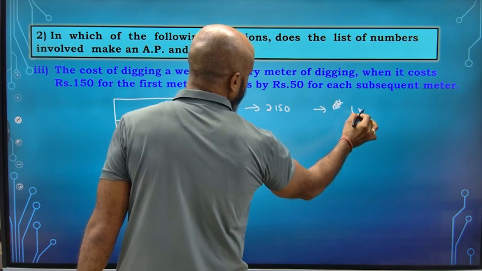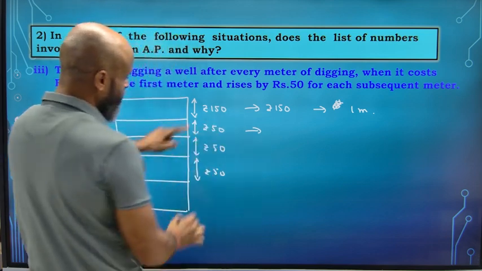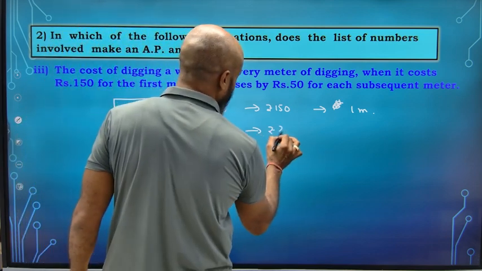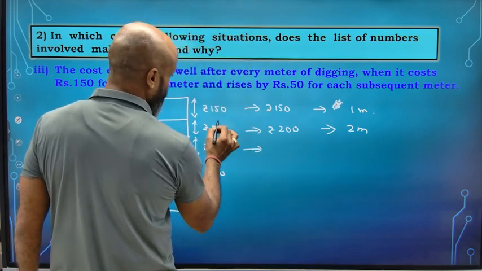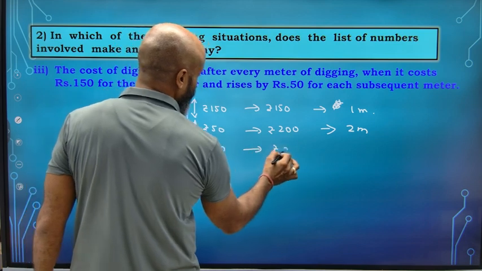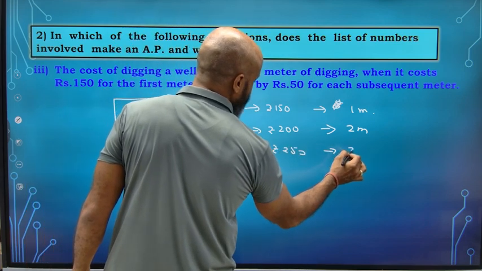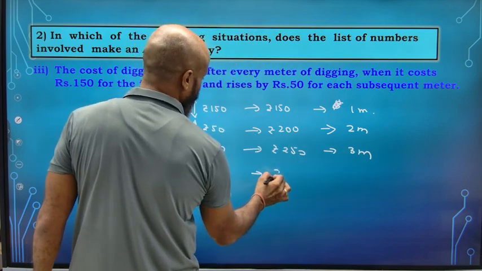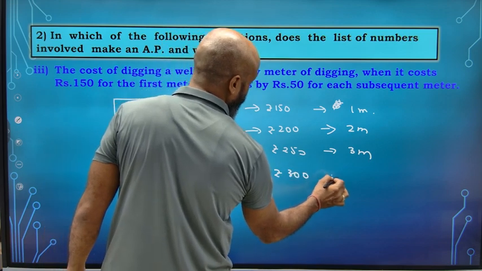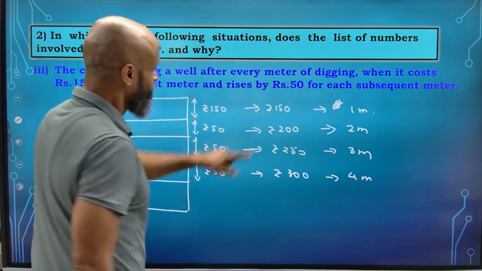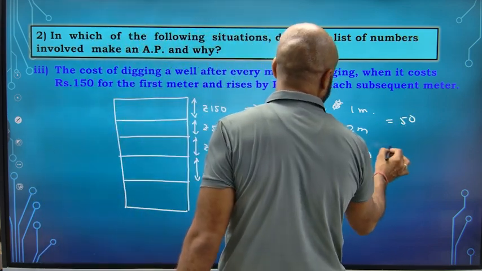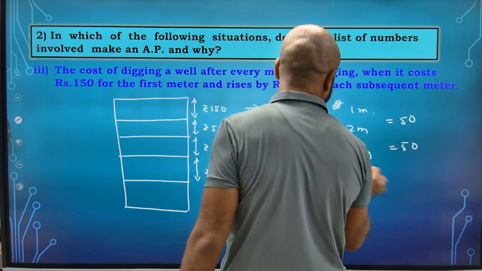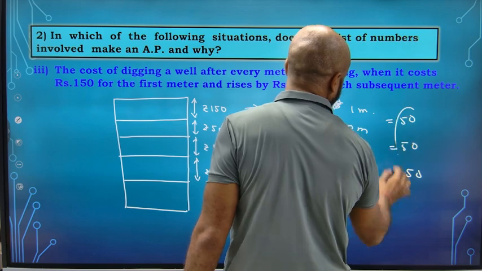Or rather, let's say 1 meter. Okay. So for 2 meters, you will be charged this much, that is rupees 200 for 2 meters. Then again, this will be rupees 250 for 3 meters. Then again, this will be rupees 300 for 4 meters. So let's look at this. 200 minus 150, that will give you 50. 250 minus 200, 50. 300 minus 250, that is 50. Do we have a common difference here?